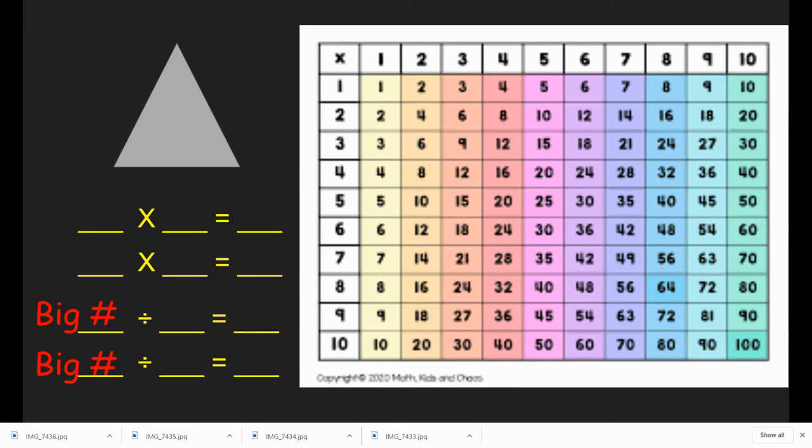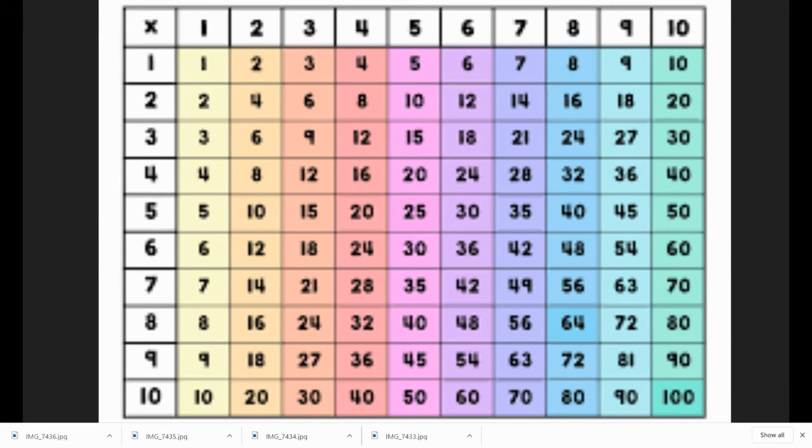Number 4 on the back side, page 162. Directions say divide and write the related multiplication fact. All you're doing is filling in the blanks, and if you're not sure how or what the answer is, use the multiplication chart to help you. Pause the video until you are done with 4, 5, and 6.